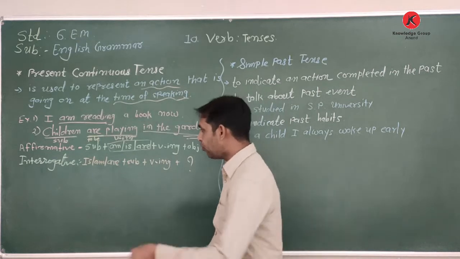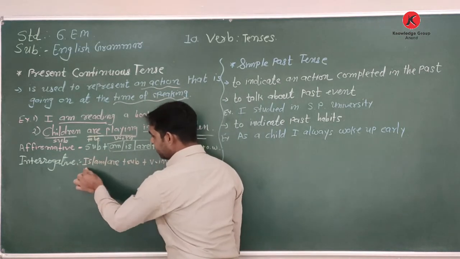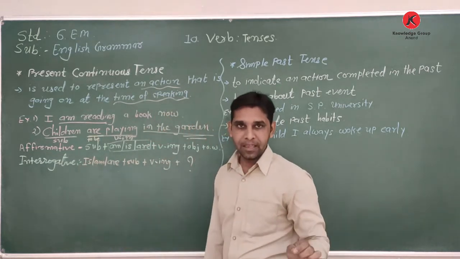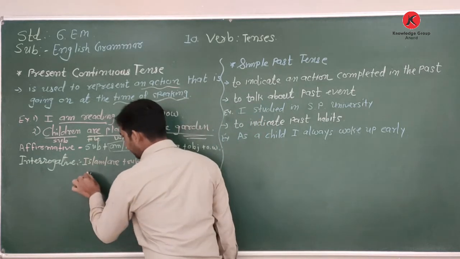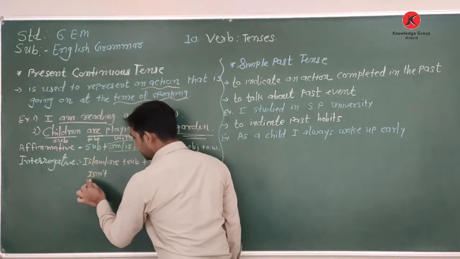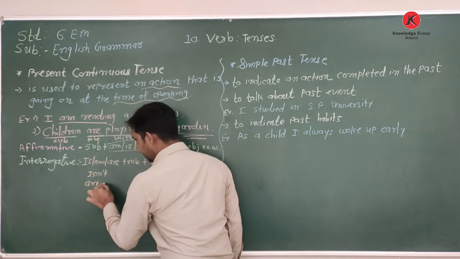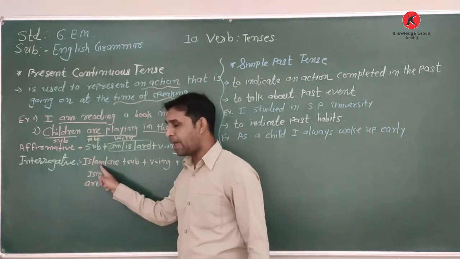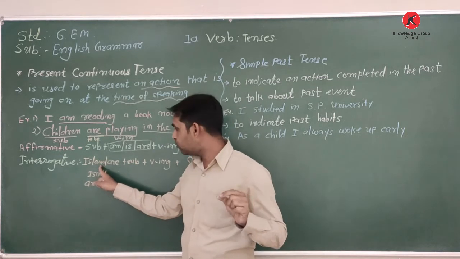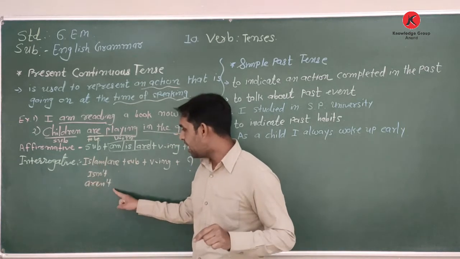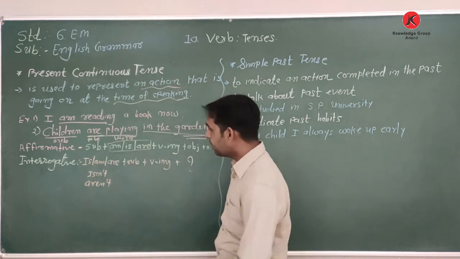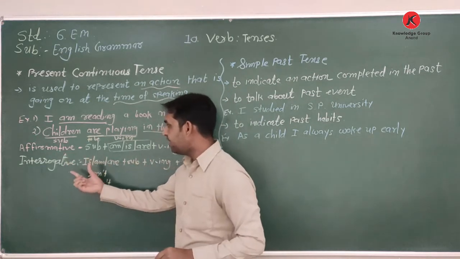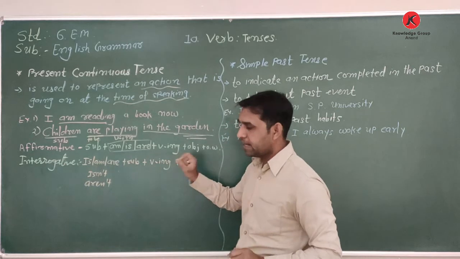If you write the interrogative negative sentence, then this to be form is written with n't. Means if you write negative, isn't and aren't. This is the short form of is not and are not. With am we cannot say amn't. We say aren't or ain't. So this is the structure of affirmative and interrogative sentences.